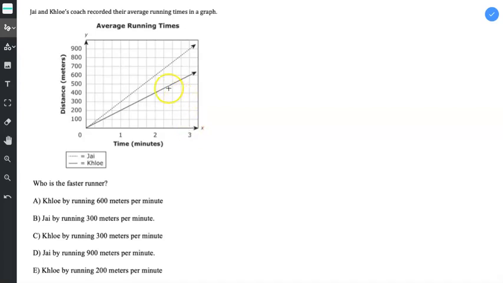All right, now the next question I have is why are there two lines that are graphed? So let's look down here. We have a key, and it shows that Jai's line is this dashed or dotted line right here. So that's Jai's line. Maybe you even want to label it. And then we have Khloe's line is the solid line. So let's choose a different color for Khloe. So this is Khloe's line.